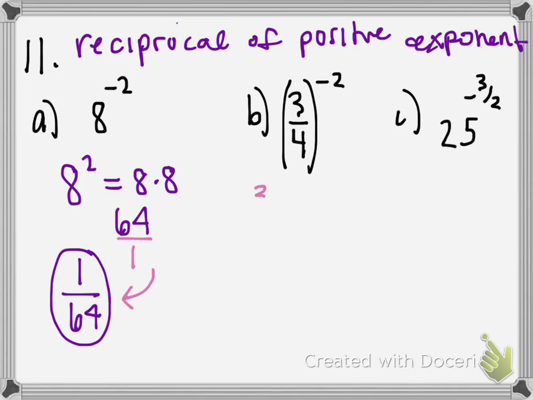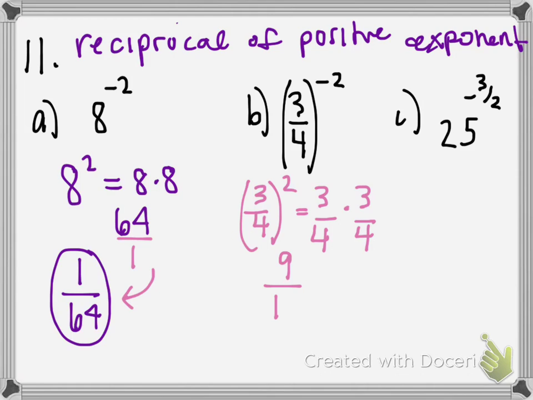Part B, again, 3/4, ignore the negative, 3/4 squared. So if I expand this, it's 3/4 times 3/4. You're writing 3/4 twice. To multiply fractions, you multiply straight across. 3 times 3 is 9. 4 times 4 is 16. This would be my value if it were a positive exponent. Because it's negative, I take this and interchange the numerator and denominator, or in other words, find the reciprocal. So it would be 16/9.